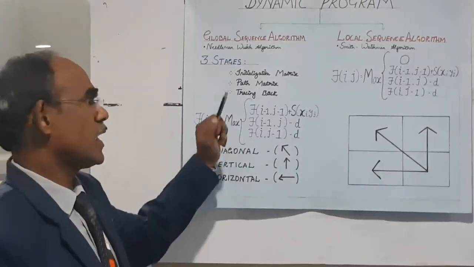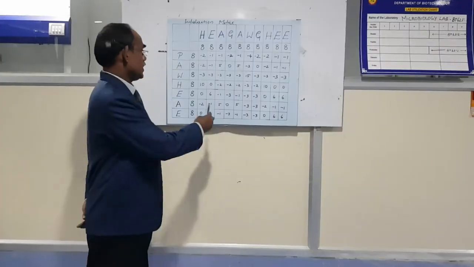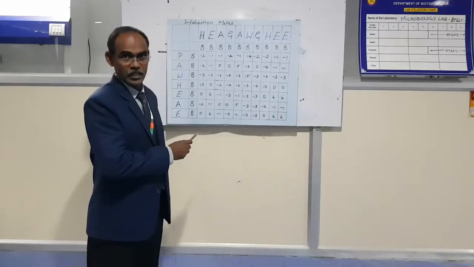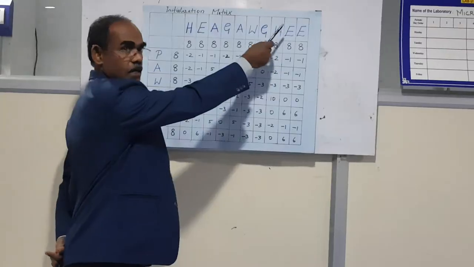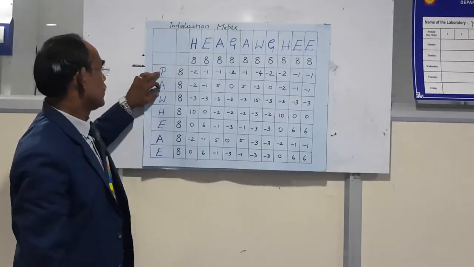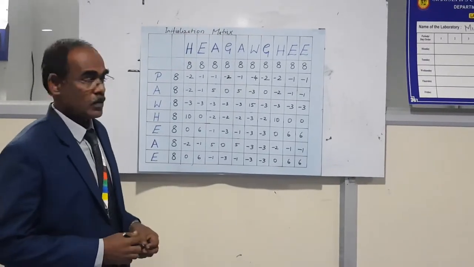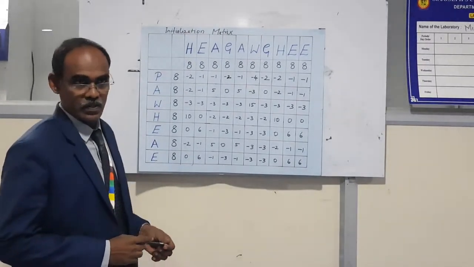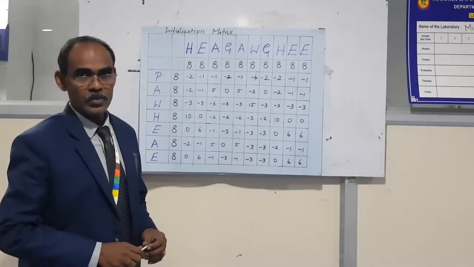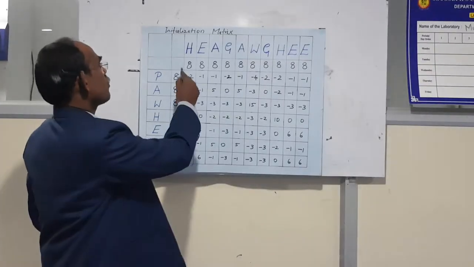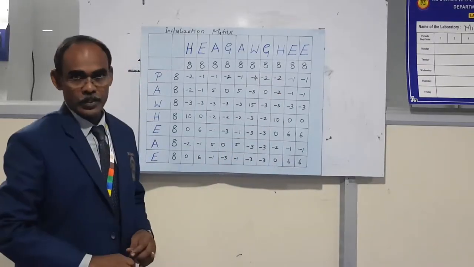Let us see the initialization matrix construction. This is the typical initialization matrix. On top of this we have to write the first sequence like this, and the second sequence must be written from top to bottom like this. The values are collected from the BLOSUM 50 standard matrix, and the gap penalty value, since we are using BLOSUM 50, is always 8. So the boundary values are filled with 8 and the remaining cells are filled with the respective value.